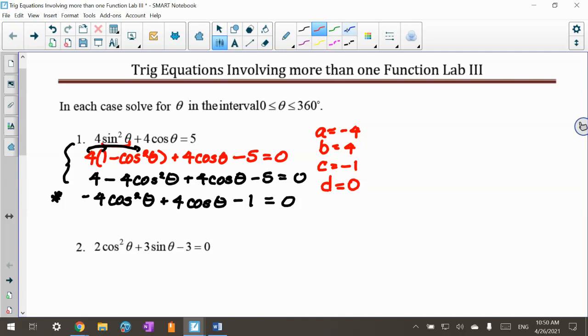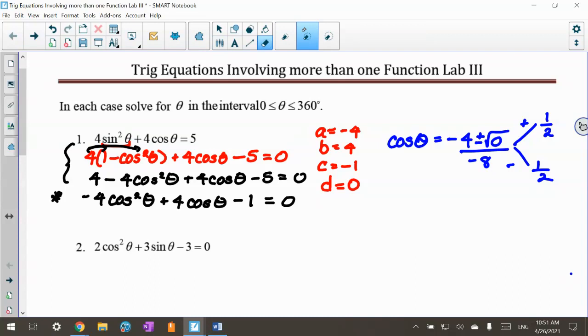So now I'm going to put it in the trig equation. So I have cosine theta in the quadratic formula is negative B plus or minus the square root of 0 all over 2 times A, or negative 8. Now I'm going to add and I'm going to subtract. So negative 4 plus 0 over negative 8, I'm going to get the same answer. I'm going to get 1/2 twice. So you only have to do one of these because they're both the same thing.